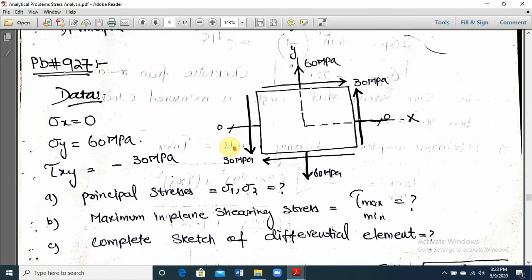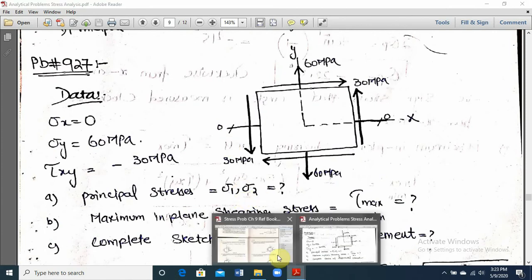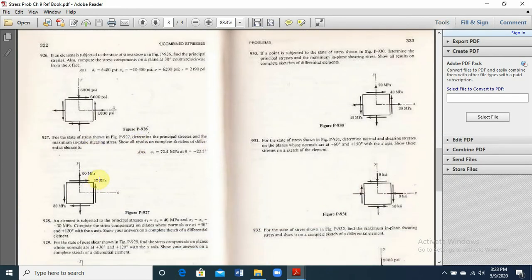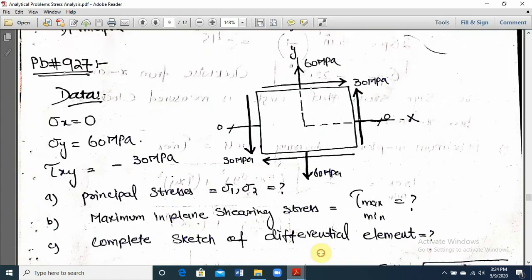Now let's go to problem number 927, which states that for the state of stress shown in the figure, determine the principal stresses and the maximum in-plane shearing stresses. Show all results on a complete differential sketch. We are given that there is no sigma x, the value of sigma y is 60 megapascal tensile, tau xy is counterclockwise, therefore tau xy will be equal to minus 30 megapascal, and tau yx will be equal to plus 30 megapascal.